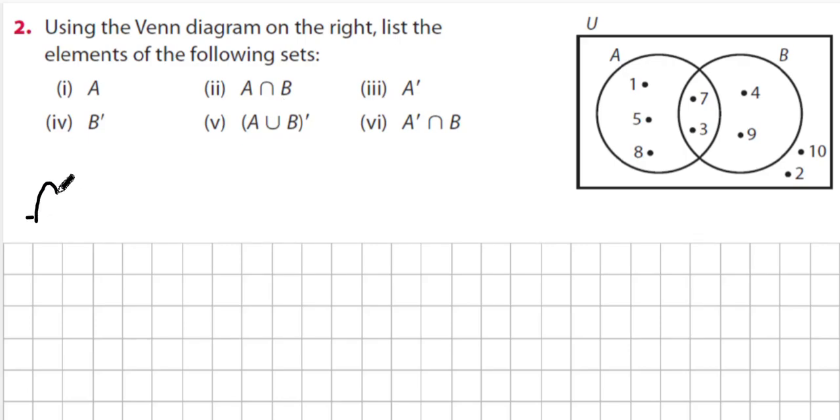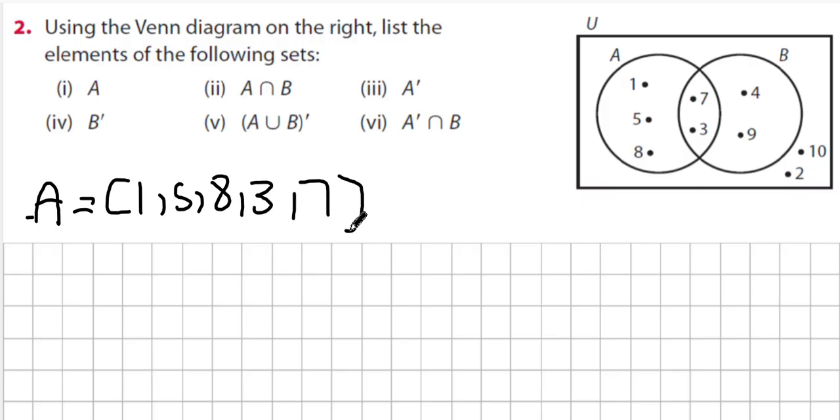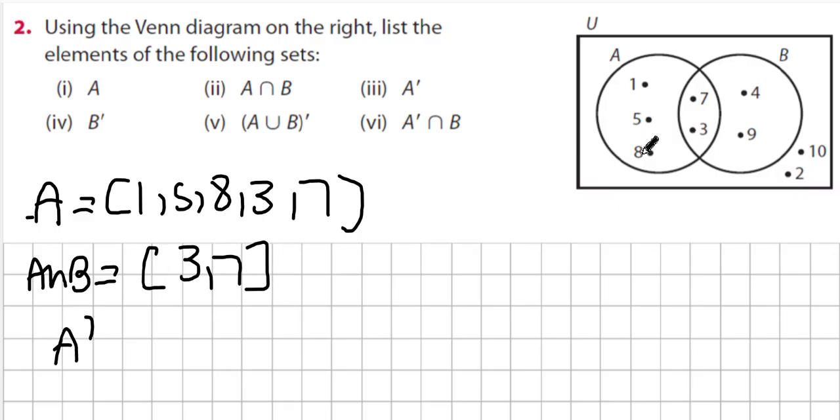Everybody happy that A is 1, 5, 8, 3, 7? Okay. Everybody happy that A intersection B is 3 and 7? Everybody happy that A complement, which is everything outside the black circle I just drew, is 4, 9, 2, 10?